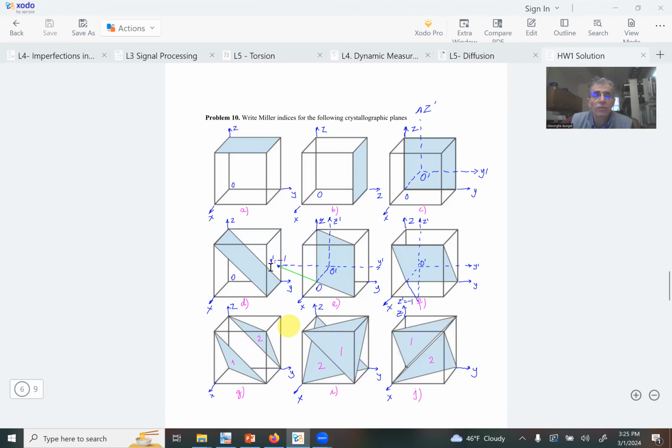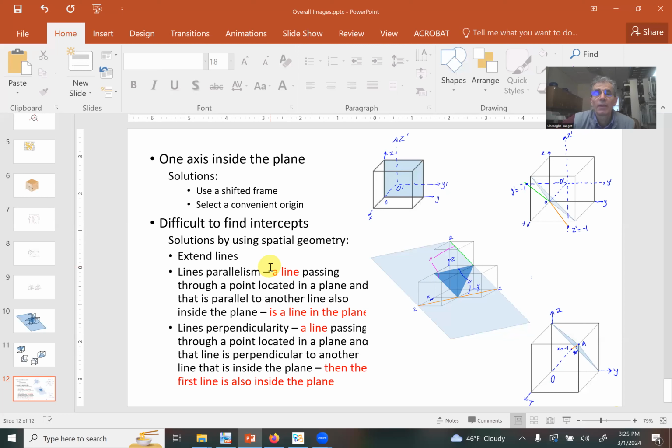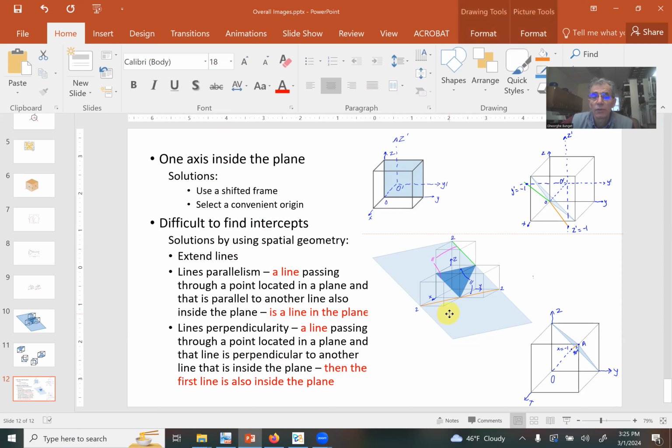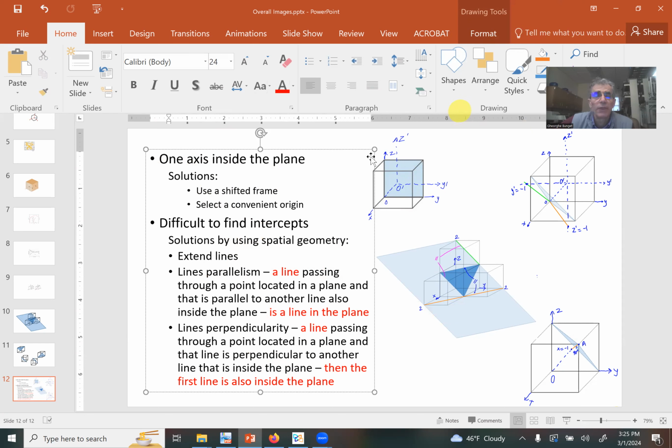So I made this very short slide, and that's the problem with the axis inside the plane. There are two solutions, and in all of this, I'm using spatial geometry in 3 dimensions, and some properties that help us easily solve these cases. Basically, for this case we have two solutions. One we did in class and I presented here.